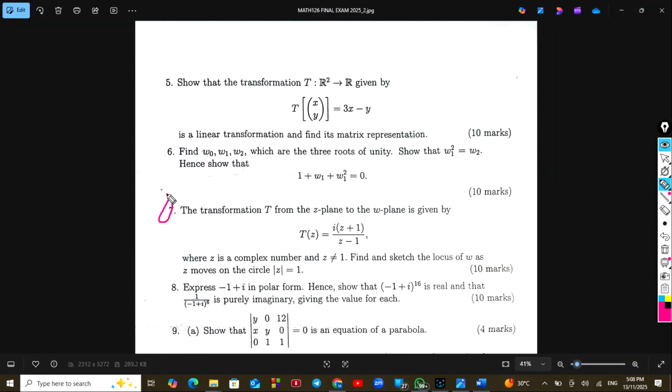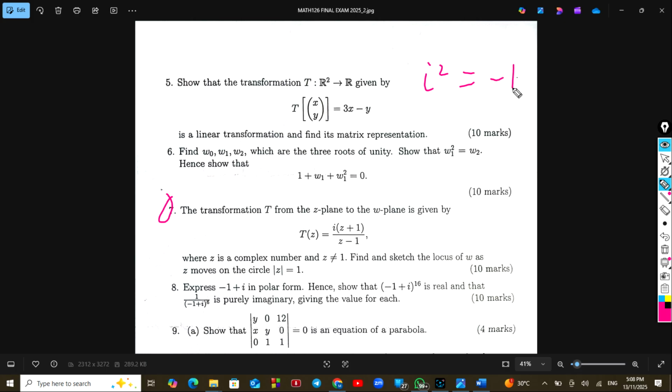The question reads: the transformation T from the z plane to the w plane is given by T of z is equal to i, bracket open. So note that we've already seen that i squared is equal to what?